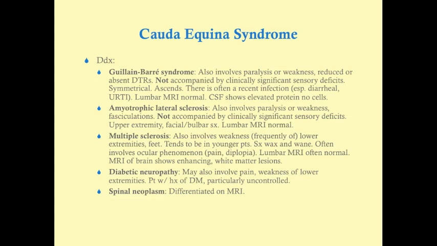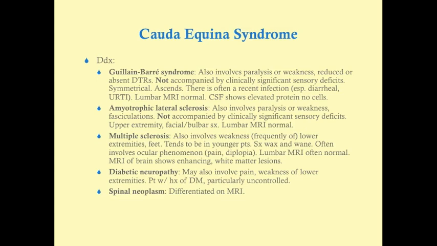And a lot of times with Guillain-Barré syndrome, there is often a recent infection, either diarrheal or an upper respiratory tract infection. If you get a lumbar MRI, the spine should be normal. And if you get a cerebrospinal fluid, which is the best way to diagnose Guillain-Barré syndrome, you'll have an elevated protein level but no cells.